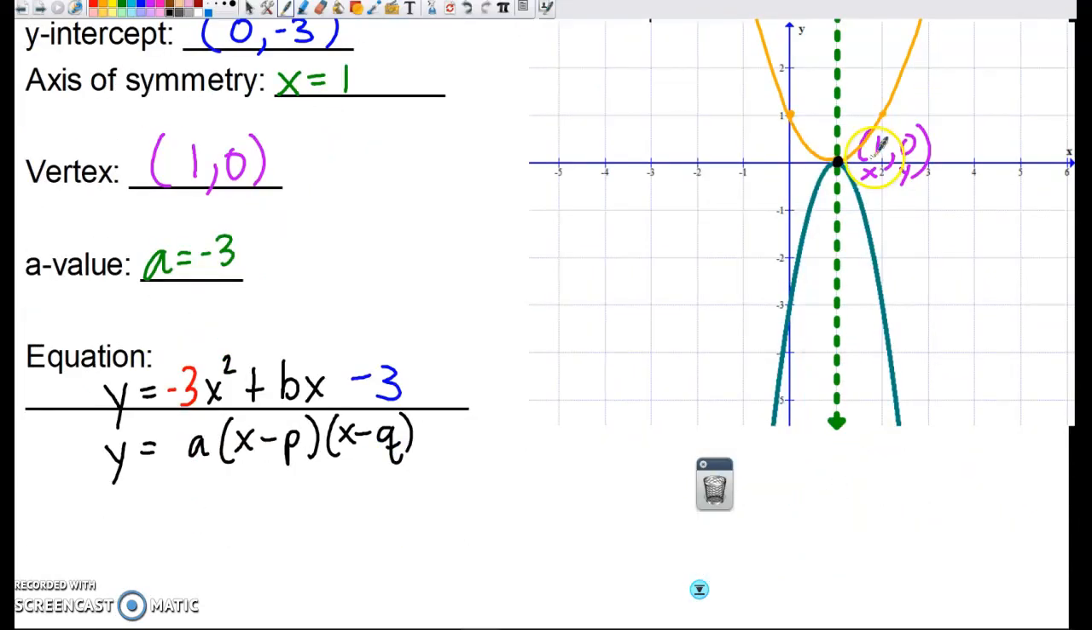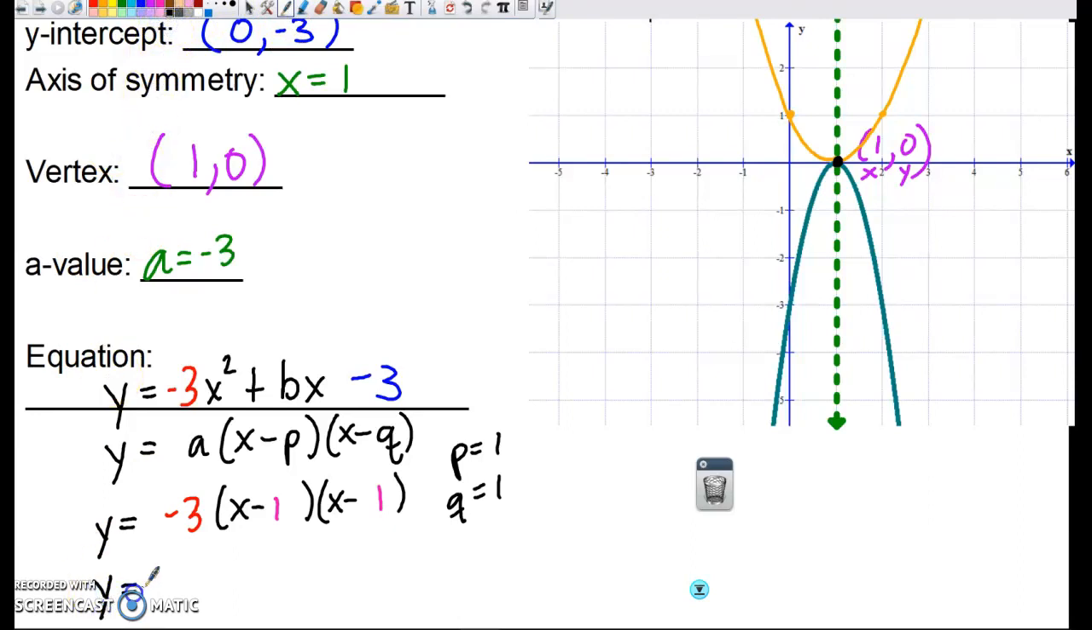Now, the only x-intercept I see here is 1. So that means that p equals 1 and q equals 1. P and q are whatever the x-coordinates are of the x-intercepts. So now I'm going to rewrite this as negative 3, because that's what a was, times x minus 1, x minus 1. I'm subtracting the x-intercepts, and there's only 1. So put that in there, 1 and 1. Now to get my equation, I'm just going to FOIL out. I'm going to multiply the two binomials by using FOIL.